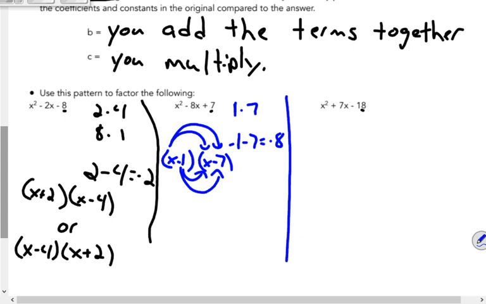Try answering it. If you can get the factors, put them into the brackets.